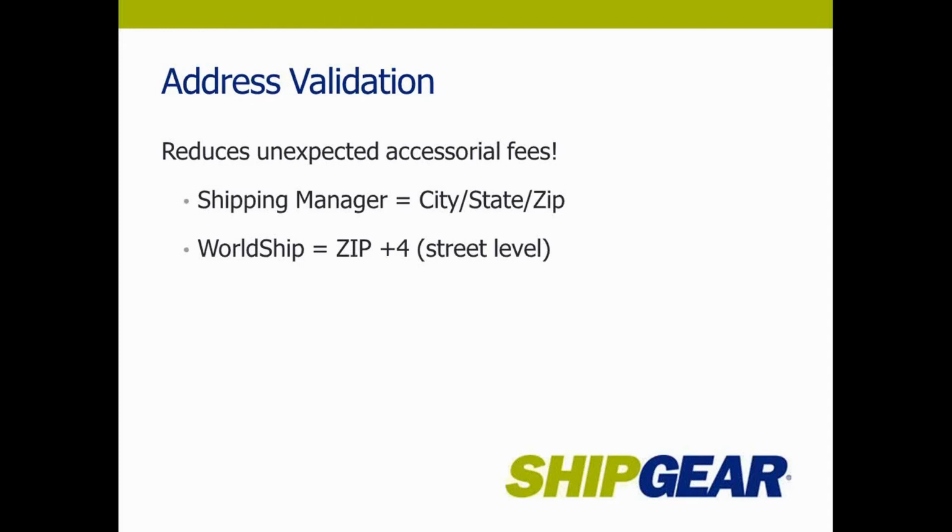That way you know you're getting it to the right spot. When you pull it into WorldShip, you're allowed to get all the way down to the street level, whereas the shipping manager only gets you to the city-state zip. So the zip +4 is the street level address information. So WorldShip has the ability to scan that address info and make sure it's going to the right spot.